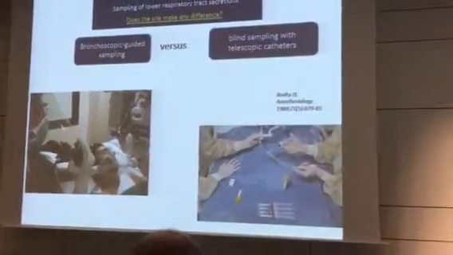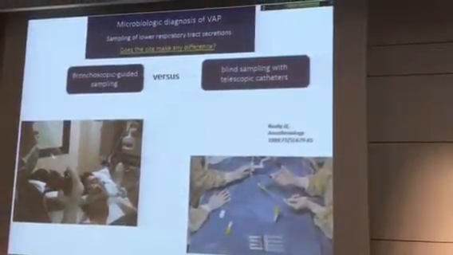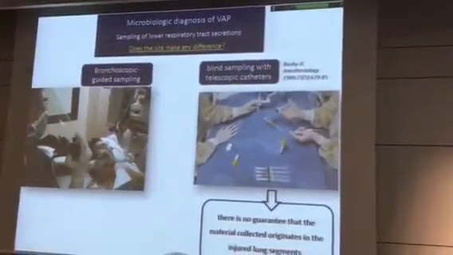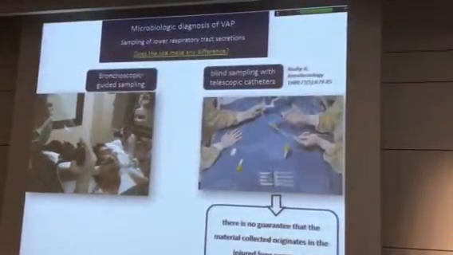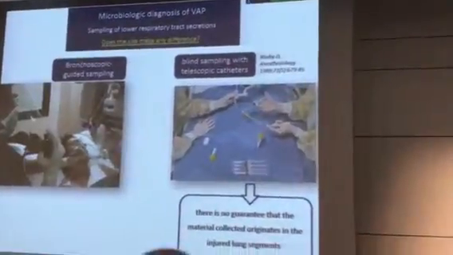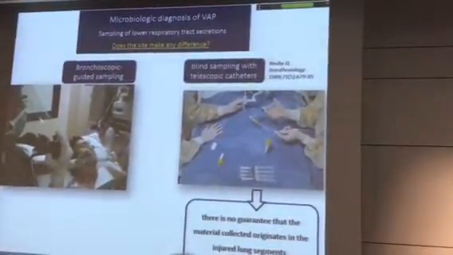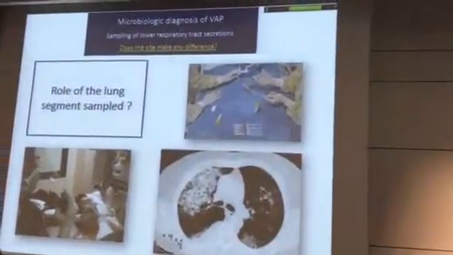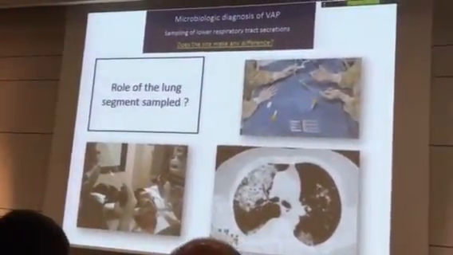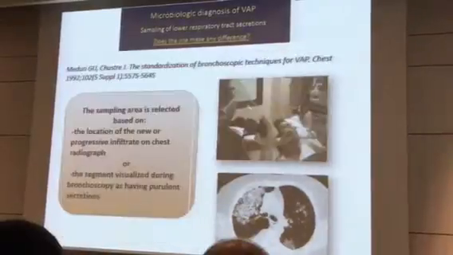However, even if we want to have a sort of invasive sampling, we do have bronchoscopic guided sampling versus blind sampling using telescopic catheters. Telescopic catheters are quite popular because you do not need special experience, whilst you need a good operator when you use the bronchoscopic catheter. The problem is that there is no guarantee that the material you are collecting originates from the segment responsible for the infection. So the role of identifying the area where I should sample, through the CT scan or through the chest X-ray, may not be sufficient.